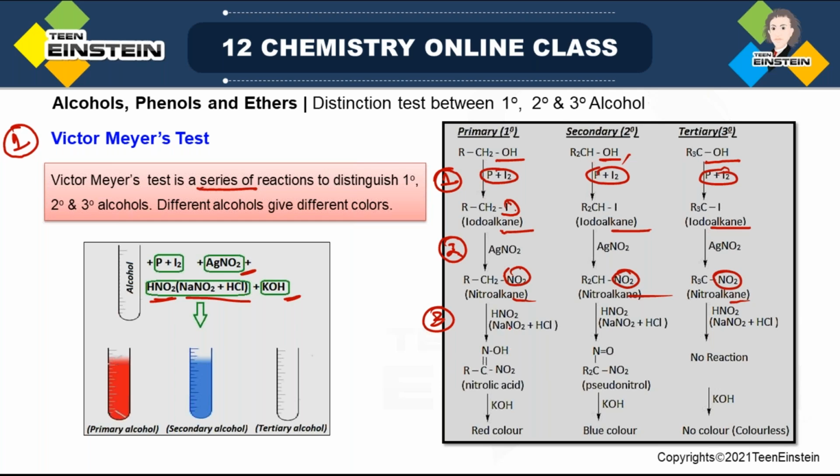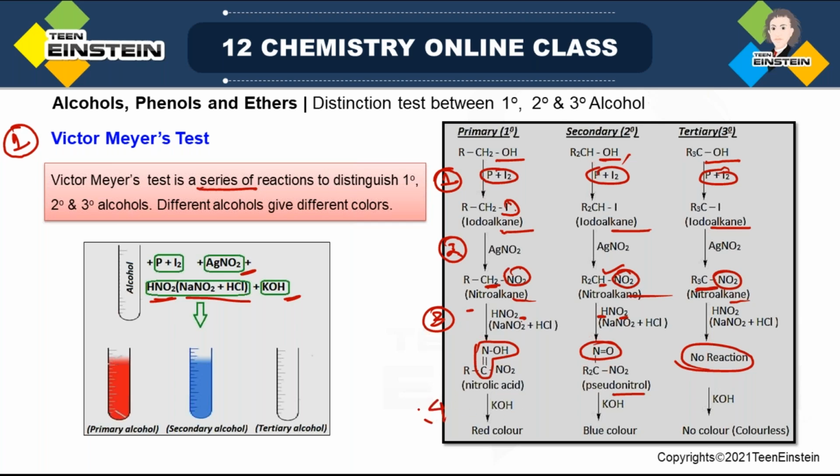The third reagent is HNO2. Now what is happening? Here, in the primary nitroalkane, you have 2 hydrogens. These 2 hydrogens and 1 oxygen from HNO2, if removed, give this type of nitrolic acid. In case of the secondary nitroalkane, there is only 1 H. So if in HNO2 you remove this hydrogen, and 1 H and 1 oxygen, what will be left? NO will be left. So you get pseudonitrole. And in case of R3CNO2, there is no hydrogen, so no reaction is possible. Up to this step, all behave in a similar way, but now you can see the difference.